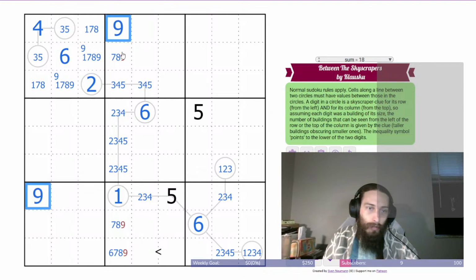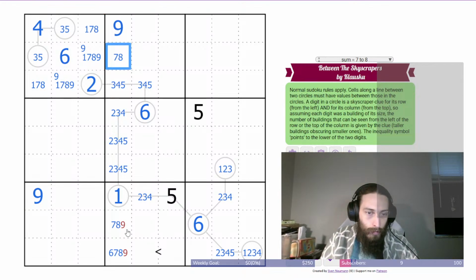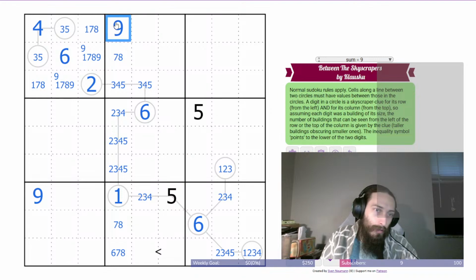Oh, so right. 9s have to go in those two. And now this is 9. So the most that can be seen from this direction is 4. So this can't be a 5. It's now 3, 5. And we see the 4. We see the 9. We can't see the 3, so this digit has to be seen. It's not a 1.